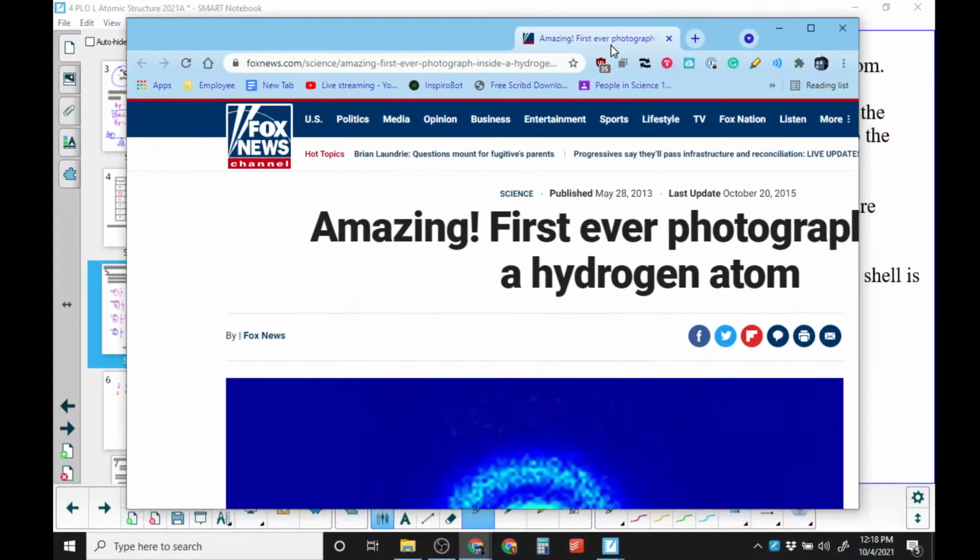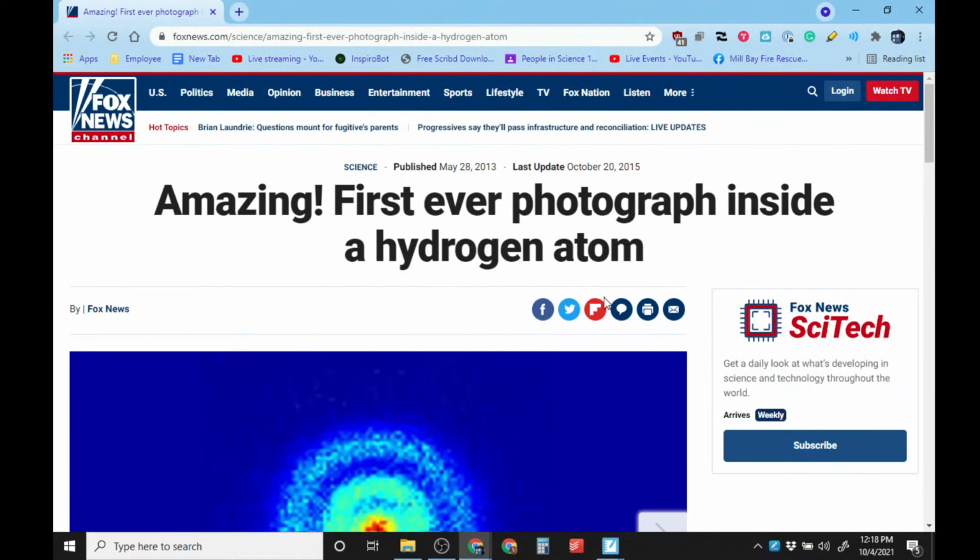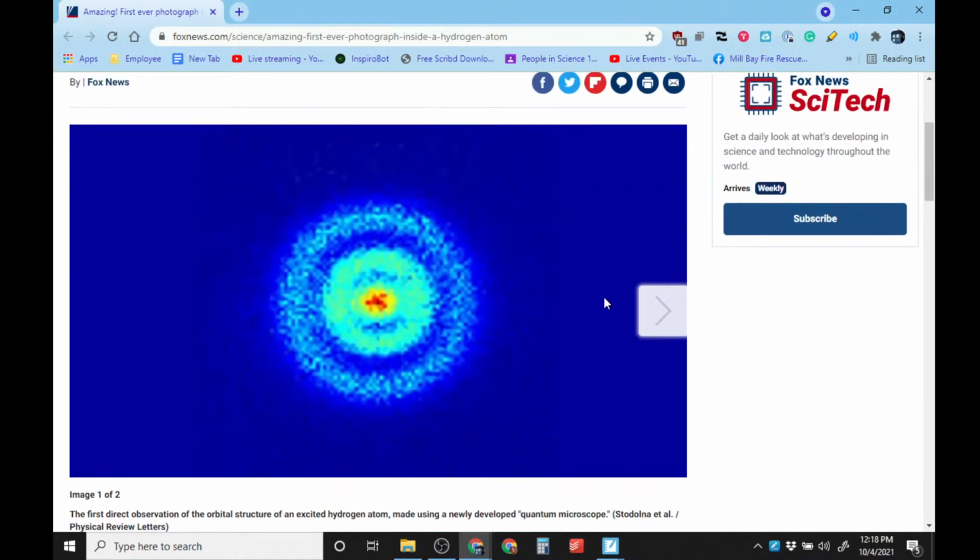We've actually gotten good enough. When I was in school, they did not have this, but through some really clever techniques, they've managed to get pictures of what atoms look like. So this is an excited hydrogen atom. You can see there's that first shell. It is in fact circular. It's spherical, unlike the planet. And here's the second one.